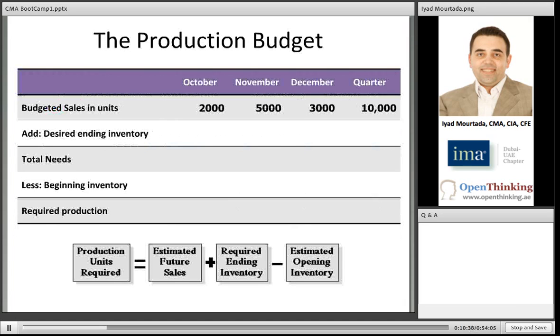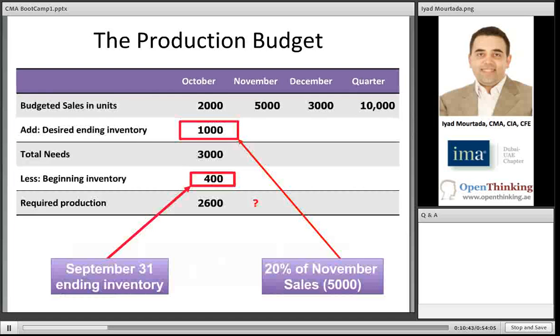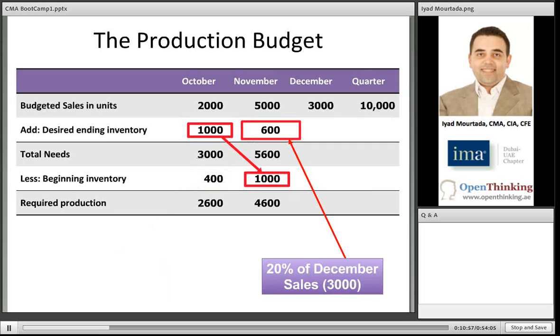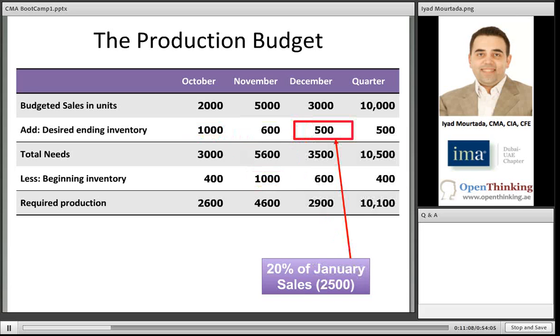So we start. We say this is how much we are going to sell in each month. This is the desired inventory. And this is how much is actually needed. So this is how much we need to have. And after that, this is how much we had at the beginning. So the required production is 2,600. The same thing we do for the other one. How much we need by the end of the period. This is how much we need to produce. After that, how much we had will get us how much we need to produce in this month. The same thing will go on.